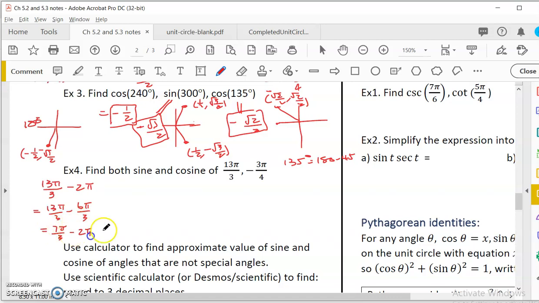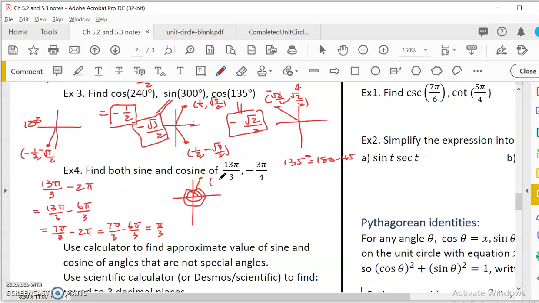So minus 2 pi again. So that would be minus 6 pi over 3. 7 pi over 3 minus 6 pi over 3, that is pi over 3. So although it is 13 pi over 3, the way I draw it is the same as pi over 3. You can do it multiple times, but I don't. Okay, so with this way, it is the same as pi over 3.